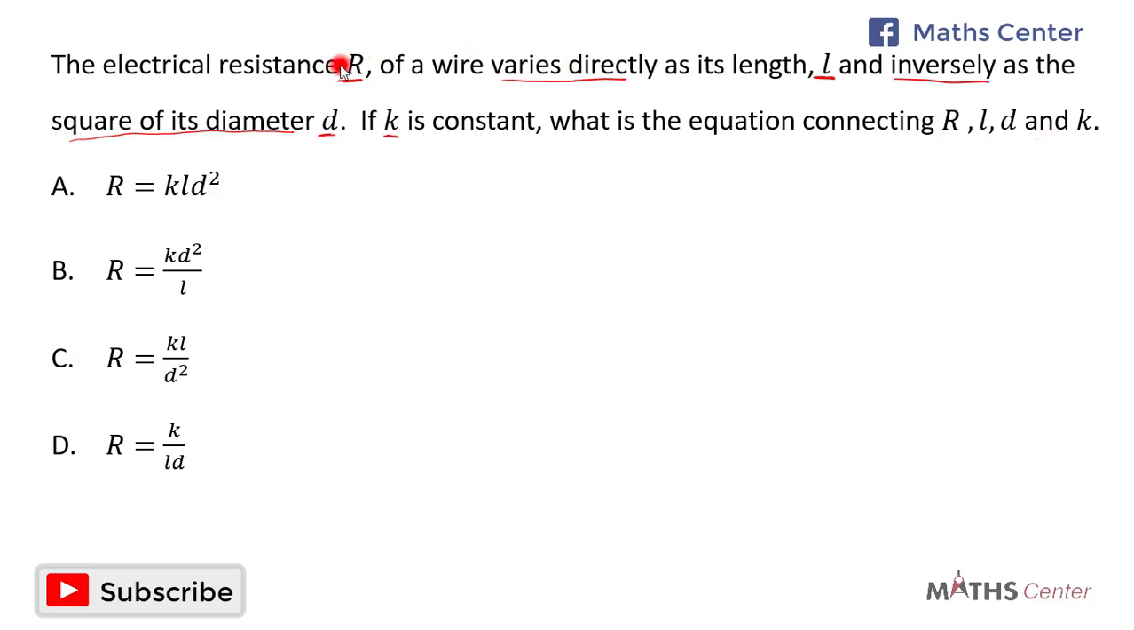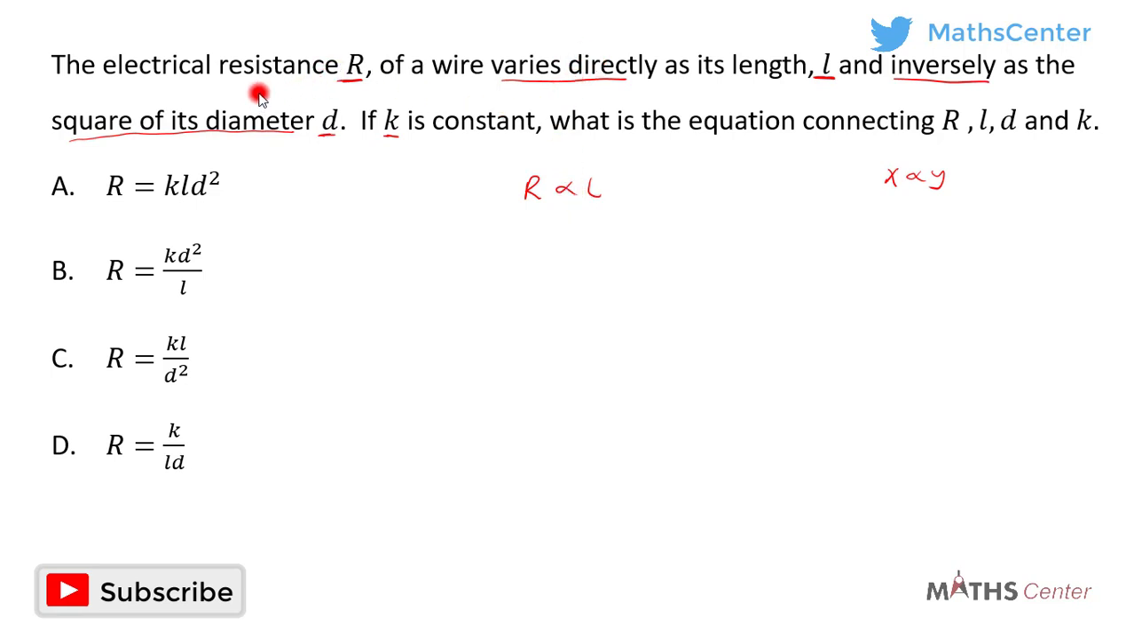So let's start. The question says that R, which is the electrical resistance, varies directly as the length L. We know that if X varies directly as Y, it can be written as X is proportional to Y. So here, if R varies directly as the length L, it can be written as R is proportional to L. This is the first part.